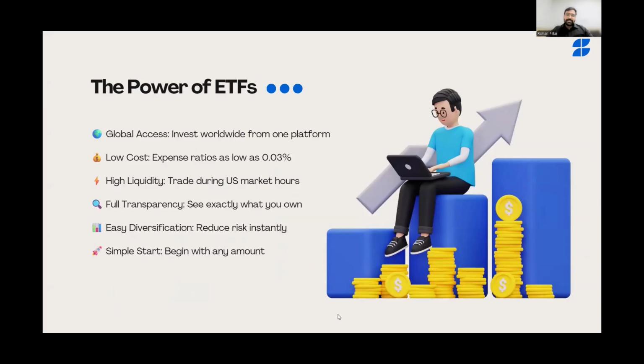So the power of US listed ETFs is that you're able to capture the entire world economy in a single ETF buy. Their expense ratios are as low as 0.03%. They have high liquidity and you're able to buy and sell them during market hours. You know exactly what you're buying because they're quite transparent on their holdings. And it's very easy for you to diversify your portfolio with a single ETF. We'll be explaining 8 types of ETFs, and you can buy as low as $1 in the US market.